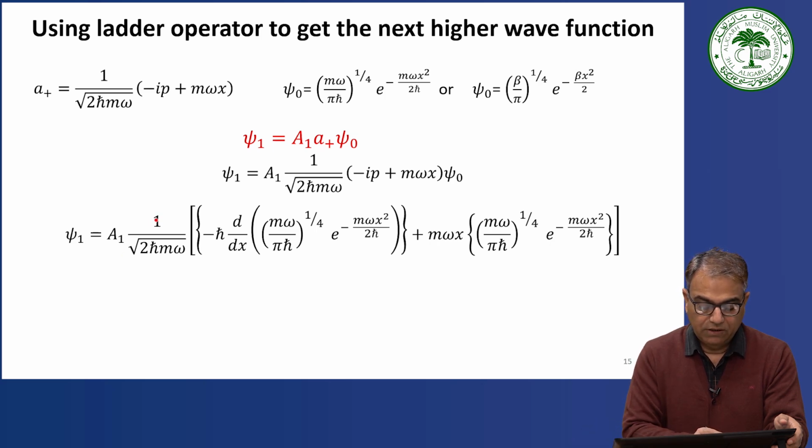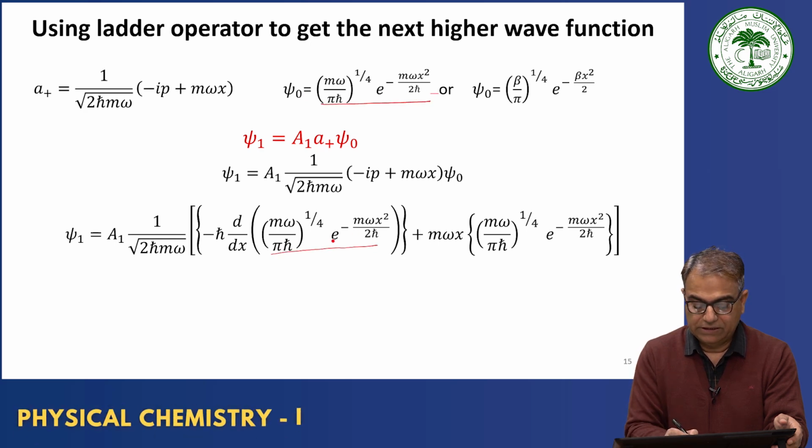So, a1 times 1 over root 2 h cross, m omega, and then you have a minus i p. So minus i p is minus h cross d/dx acting on psi 0, and then you have m omega x, again multiplied by psi 0.